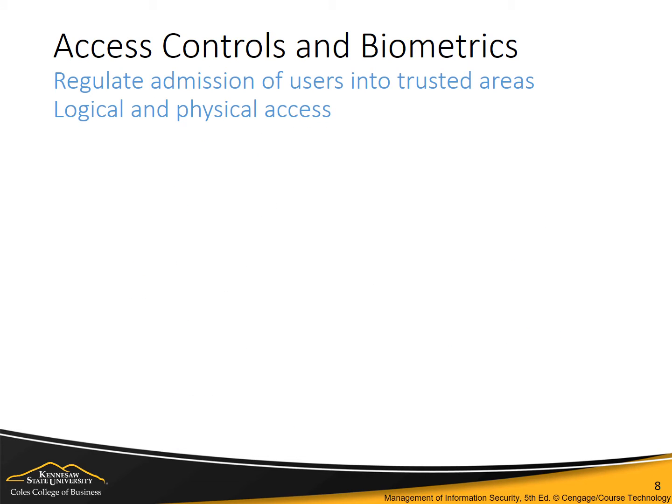Access controls regulate the admission of users into trusted areas of the organization, both logical access to information systems and physical access to the organization's facilities. Successful access control encompasses all four of the following processes: obtaining the identity of the entity requesting access to a logical or physical area. This is identification.